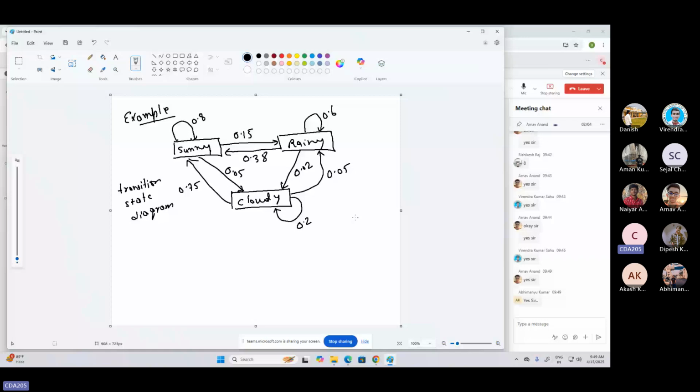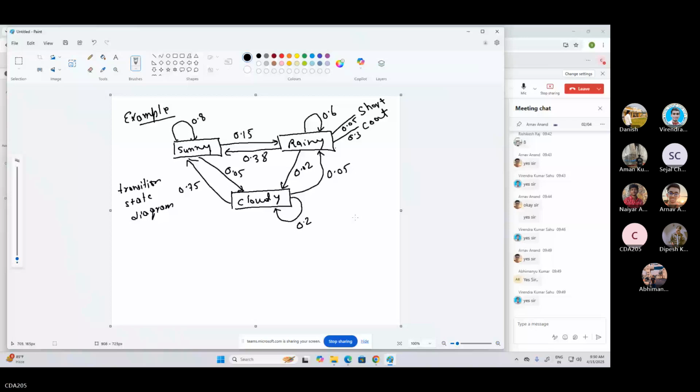Now the next part is that if it is rainy, what is the probability of a person to wear the short, coat and umbrella? So if it is rainy, the probability of wearing a short is 0.05. Wearing a coat, the probability is 0.3. And probability of having the umbrella, it is 0.65.